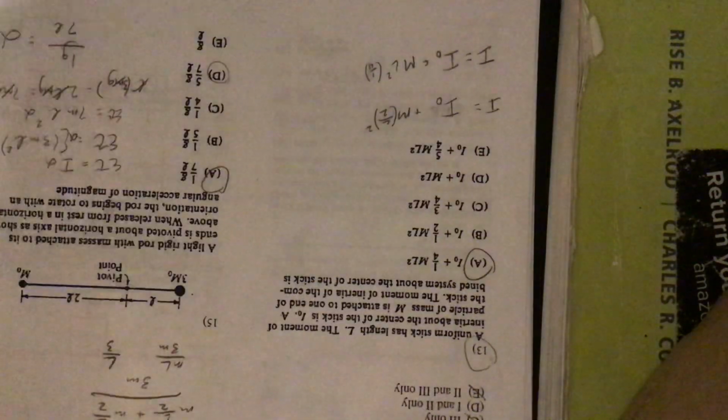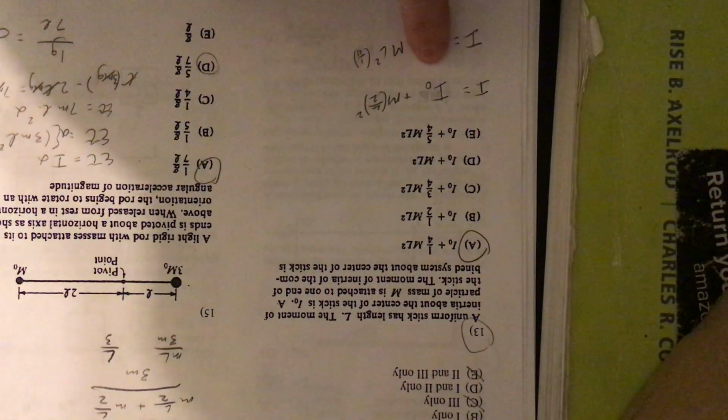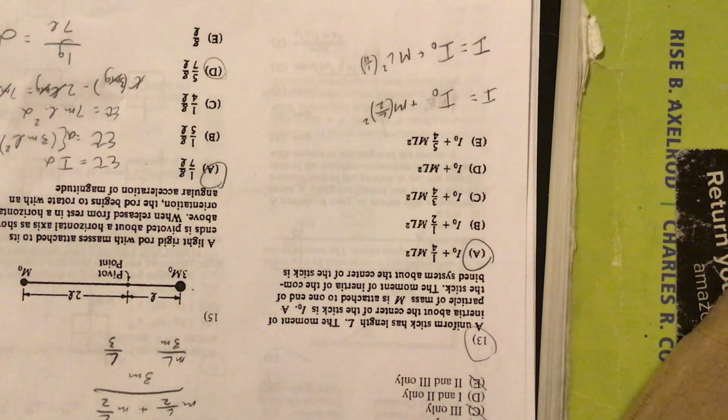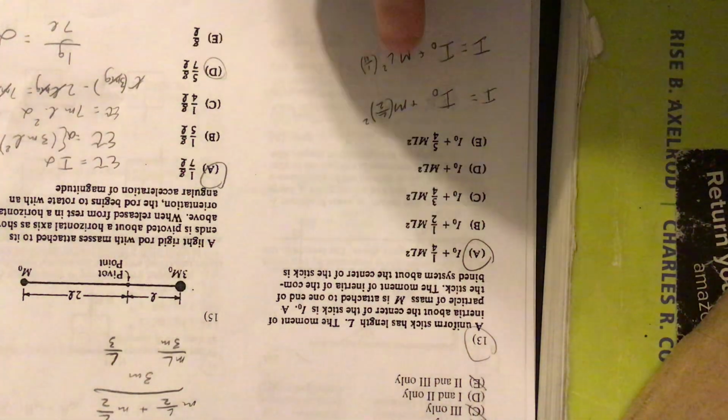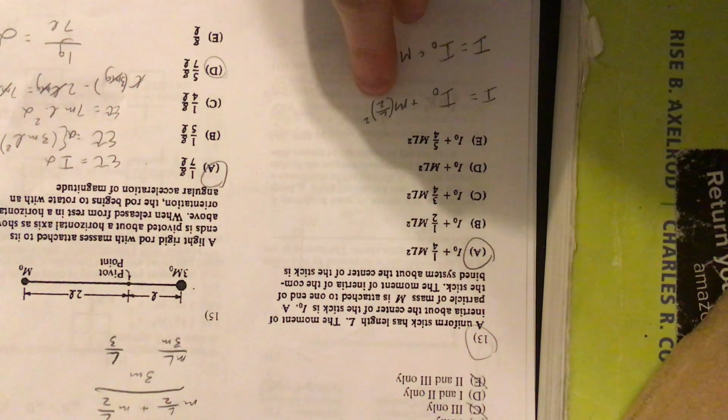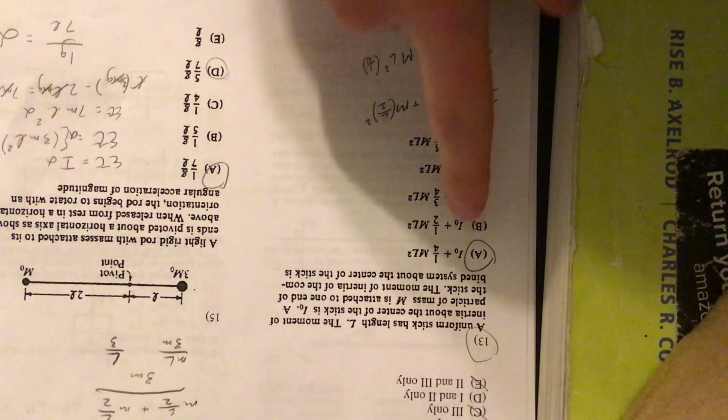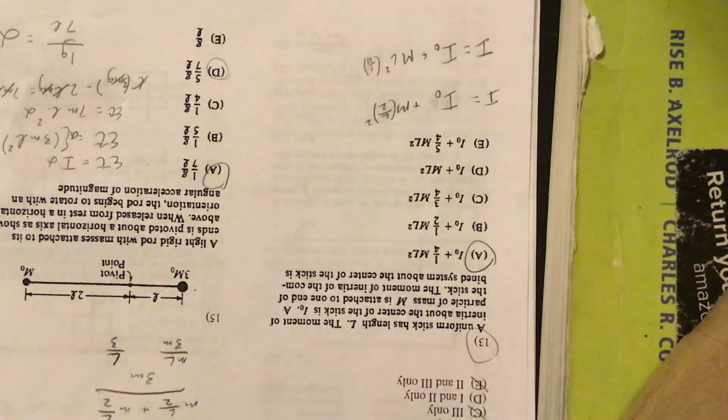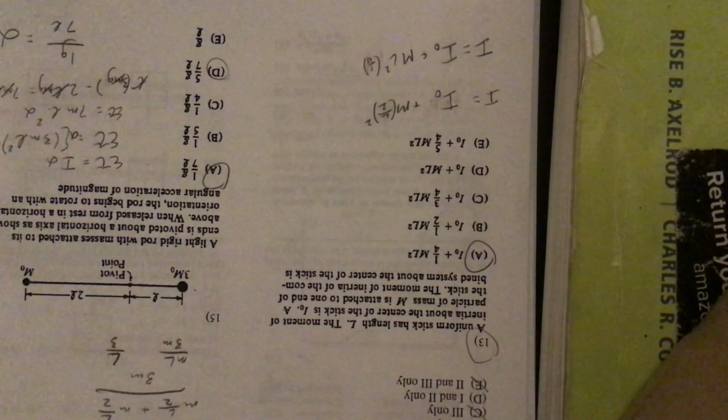Alright, so I, moment of inertia, equals I naught, which is the moment of inertia about the center of mass, plus md squared. D equals L over 2 squared. So I equals I naught plus ml squared, and then L over 2 squared gives 1 over 4. So it's I about the center of mass plus 1/4 ml squared.